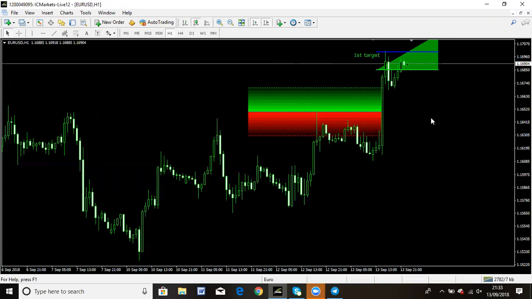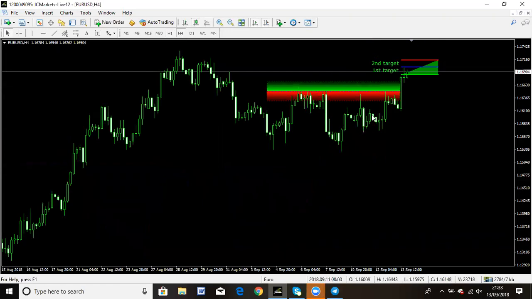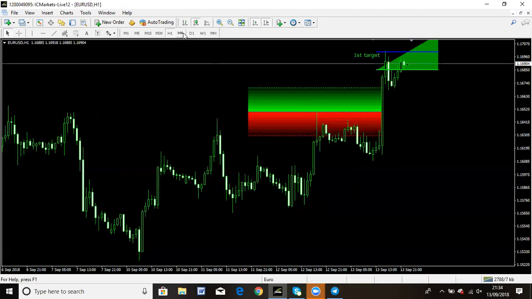So I'm going to quickly show you how this works. For example, I have EUR/USD here, and as you can see, it's very simple to use. You place your buy stop trade here. As you can see, it's already hit the first target. I am on a 4-hourly chart, so I can quickly show you the hourly chart.